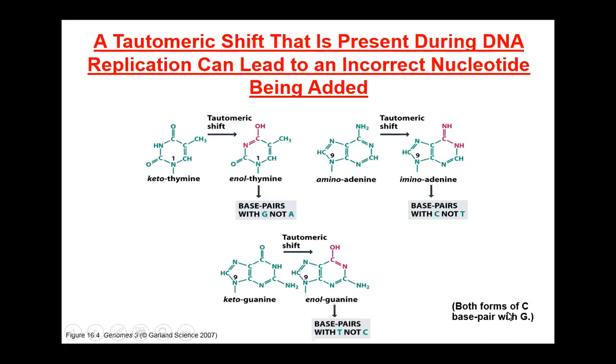For the cytosine, this is the one piece of good news here. For the cytosine, both the normal and the tautomeric form will base pair with guanine. So for cytosine, it doesn't matter here. We get guanine opposite no matter which form of cytosine is present. But nonetheless, for these others, when they are in their tautomeric form and DNA replication is occurring, we can get the wrong nucleotide being added.